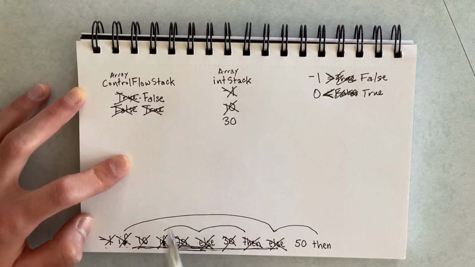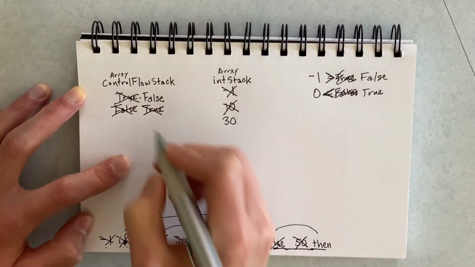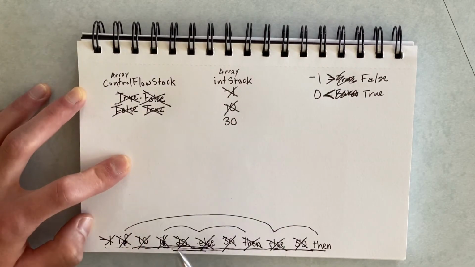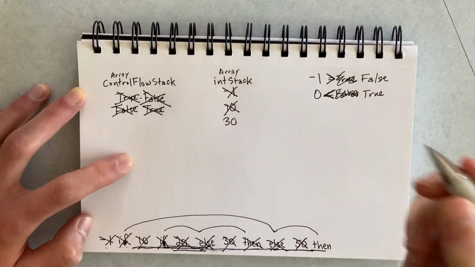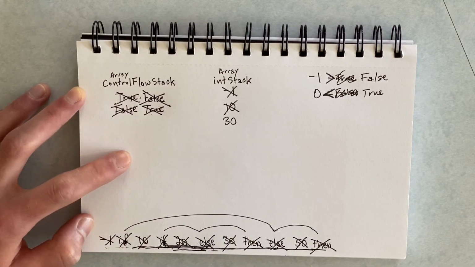And that means now we're not reading anything else on the stack. But then we get to this then, which takes that top value, that false, off the stack. And now we're out of our nest, and we end up with 30 on the stack.